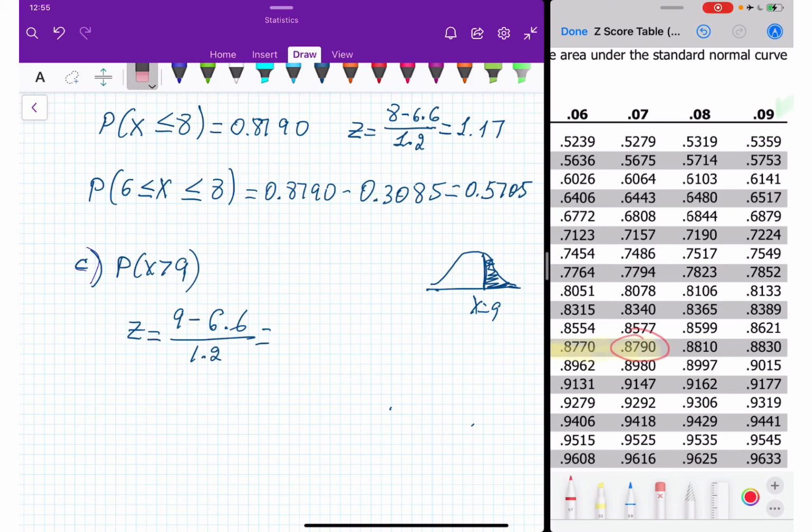And we get positive 2. So now let's find the probability for x greater than 9. Let me find less than 9 first.